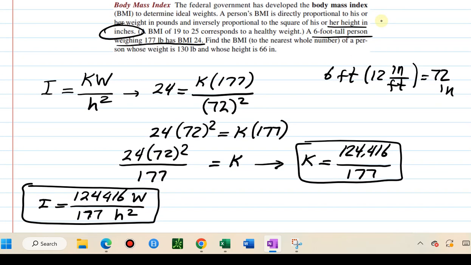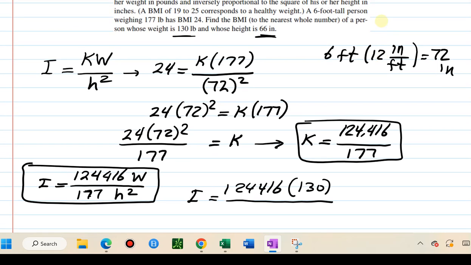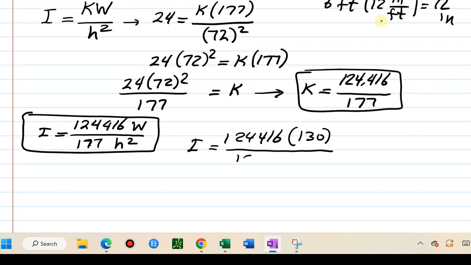Now we want to find the BMI of a person who is 66 inches tall and weighs 130 pounds. So the answer would be 124,416 times 130 pounds, and the height was 66 inches, divided by 177 times 66 squared. And let me do this computation.